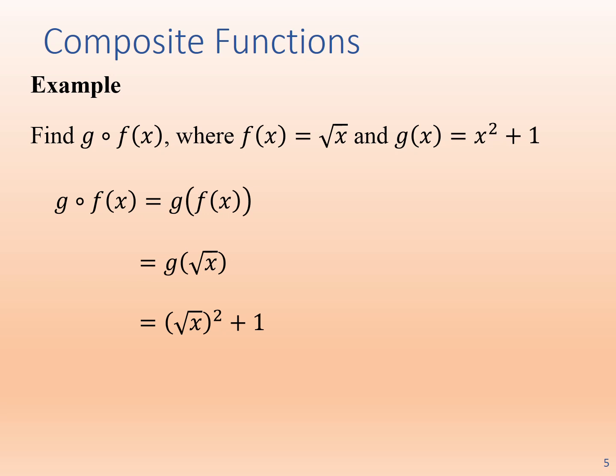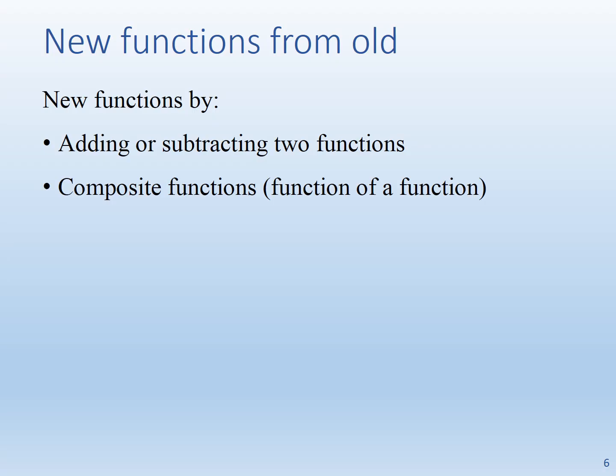And of course the square root of x squared is x, so we end up with the function x plus 1. So we've seen how we can get new functions by adding existing functions or subtracting them, and by composite functions where we're getting a function of a function.